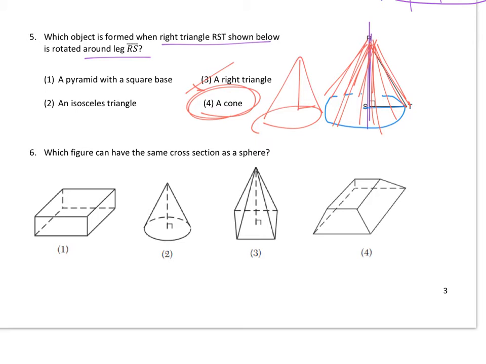The next one says which figure can have the same cross-section as a sphere? Remember that regardless of the way that we cut a sphere, the cross-section must be a circle. So if you try to get a cross-section of a circle out of any of these shapes, it must have a circular base. So that means choice 2.